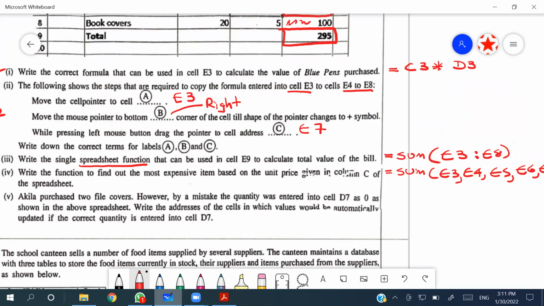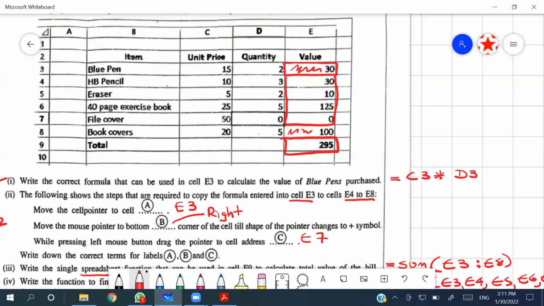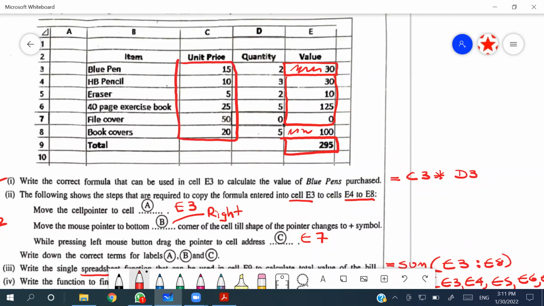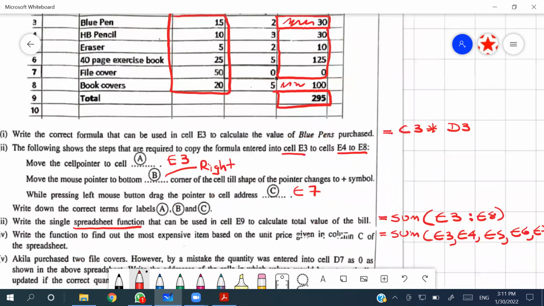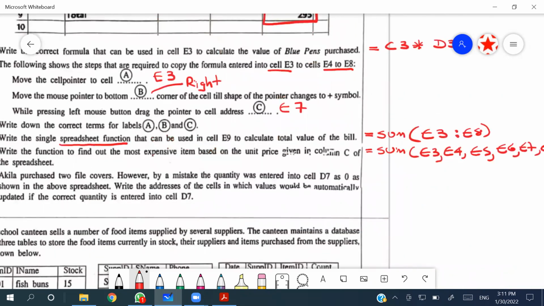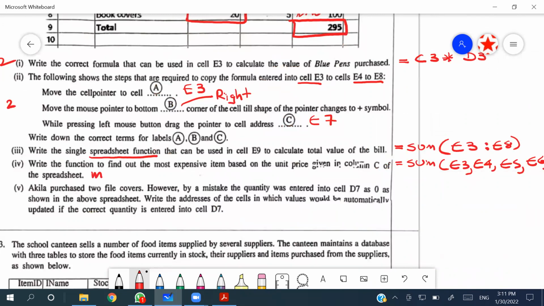So they're asking for the most expensive item. To take the most expensive item, we have to take the unit price list with the max function. So it's going to be starting from C3, right? So either max is correct, or if you say equal max, so C3 colon C8 will give you the marks. Again, 2 marks for the third part and 2 marks for the fourth part.